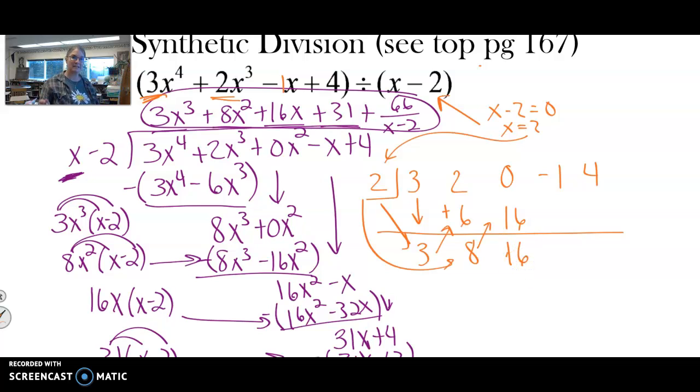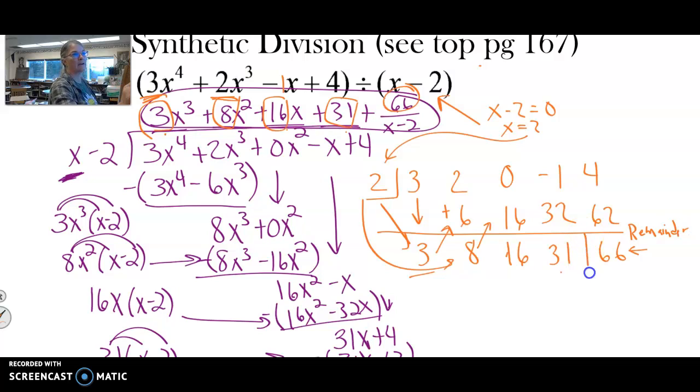And now I'm going to multiply the 2 times the 16, which is 32, and I'm going to put that right there. Negative 1 plus 32 is 31. And then the 2 times the 31 is 62. Add those together, you get 66. Look at our quotient here. Look at these numbers. So we had 3, 8, 16, 31. 3, 8, 16, 31. And my remainder, so this last term right here is the remainder when you do the division. I always put a bar there to remind myself that that's the remainder.